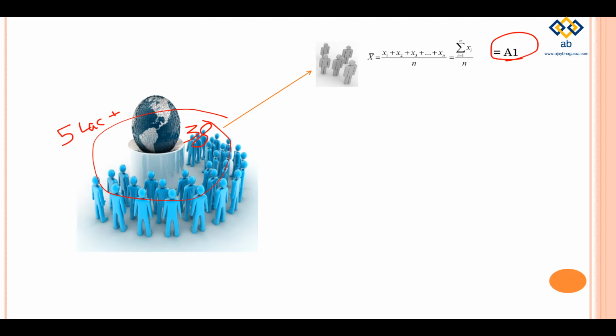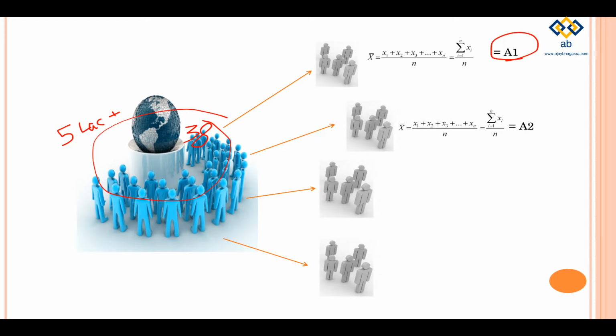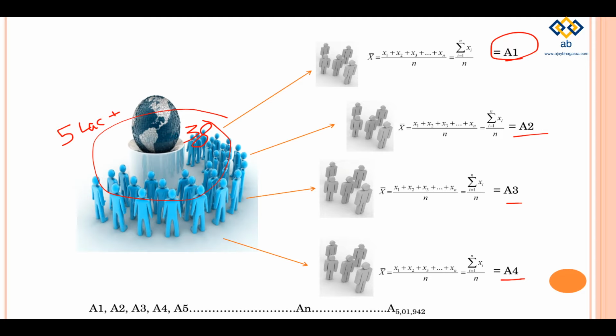Similarly, I take sample number 2 and I take their average, and I take sample number 3, I take their average, I take sample number 4, I take their average, and I am calling these averages A2, A3, A4, and likewise I can keep on doing this till I reach the last sample possible, which is A 5 lakh 1942. I make these means represented with the alphabet A. I say A1, A2, A3, A4, A5, A6, AN, A 5 lakh 1942, right?